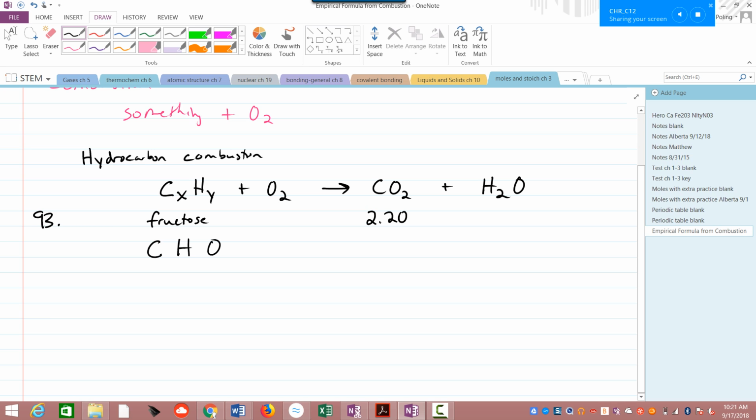So you've got 2.20 grams of carbon dioxide, and that's all carbon from fructose. So if you figure out how much carbon is in that CO2, you know how much carbon was in your fructose. You know you have 0.900 grams of water, and that's all the hydrogen from fructose.